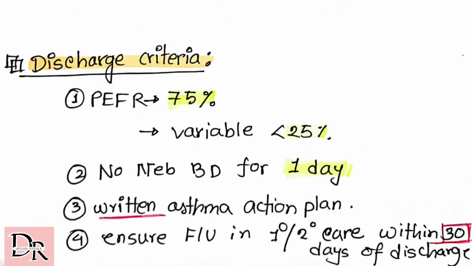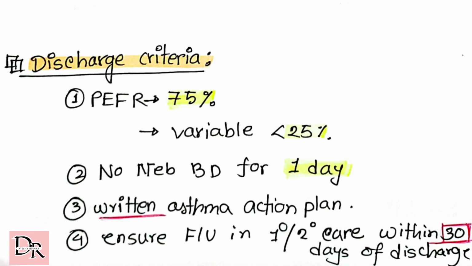So when we discharge a patient, there are some criteria that we can follow. Peak expiratory flow rate should be 75% or more of the patient's best or predicted value, and variable peak expiratory flow rate less than 25%, so diurnal variation will be less than 25%. And there was no need for nebulization for at least 1 day. Then we have already given the patient a written asthma action plan, education about asthma, and inhaler use technique. And we have to ensure follow-up in primary or secondary care within 30 days of discharge. After following all these criteria, we can discharge the patient.